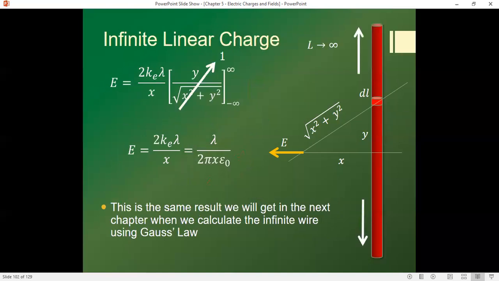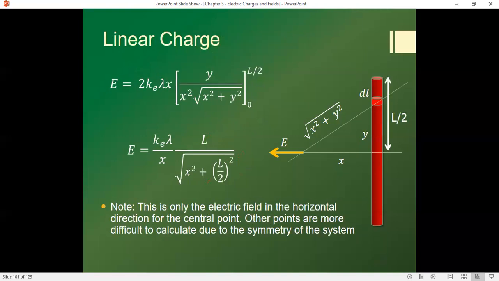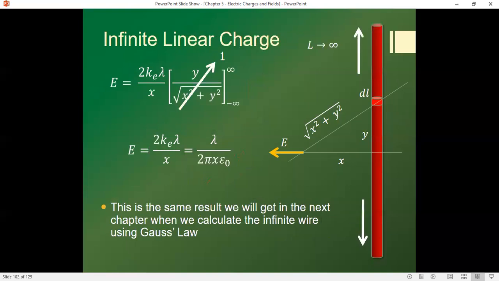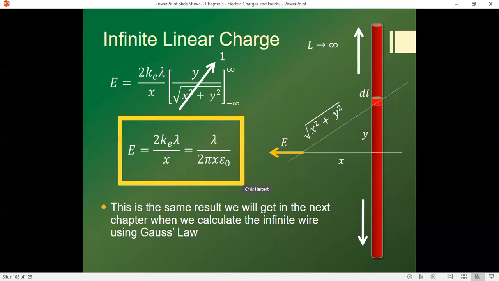We will find, I think I made a little mistake here because I didn't carry the 2 down here. But if we look at our next expression, we still have the 2. This is exactly what we're going to get in the next chapter when we apply Gauss's law using a cylinder around a line. If we take L to an infinite length, we know that KE is actually equal to 1/4 pi epsilon 0. And that's the exact same thing that we get here.